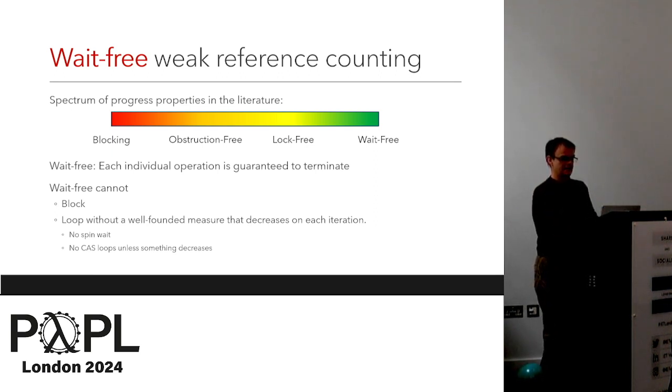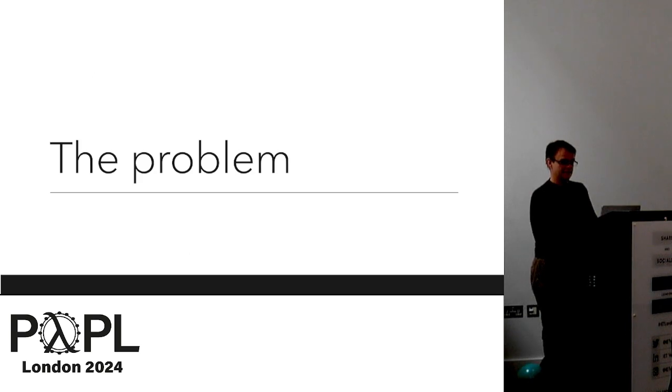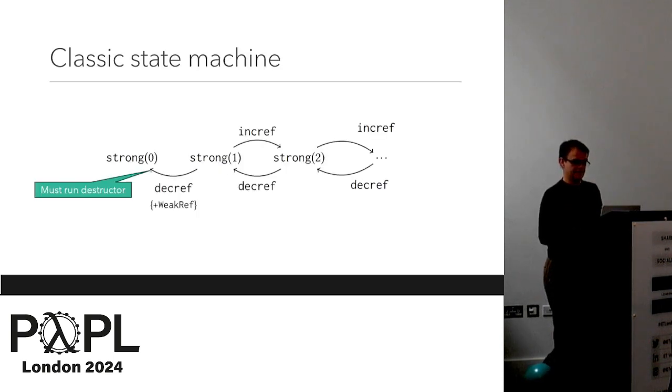So if we want to look at this title, what we're going to do is build a wait-free version of weak reference counting. So was it not wait-free to start with? Well, let's have a look at the state machine underlying what's going on with reference counting. So you have strong reference counts, and you can increment them, and you can decrement them. And when you hit strong reference count 0, you have to run the destructor.